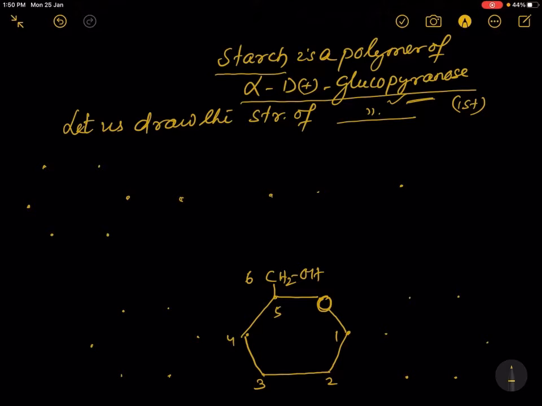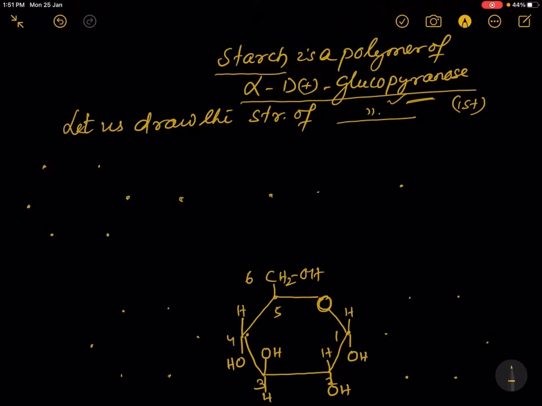Anomeric carbon contains H and an OH group as shown. At number 2 position, there is a hydrogen atom at the top and OH at the bottom, whereas at number 3 position, the OH group is at the top position and H at the bottom of the number 3 carbon. At number 4, you will find H at the top and OH at the bottom.